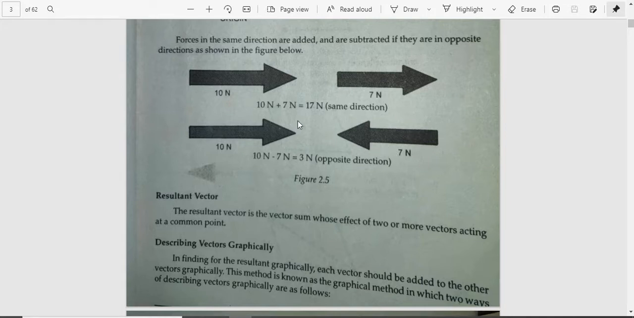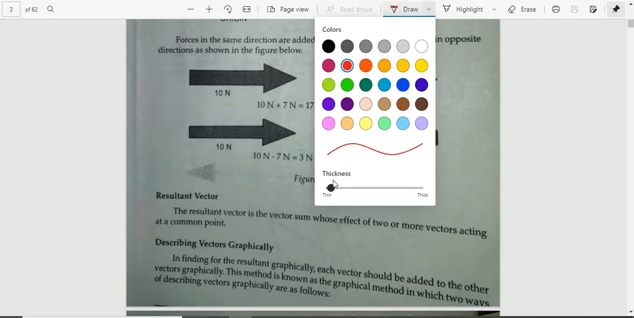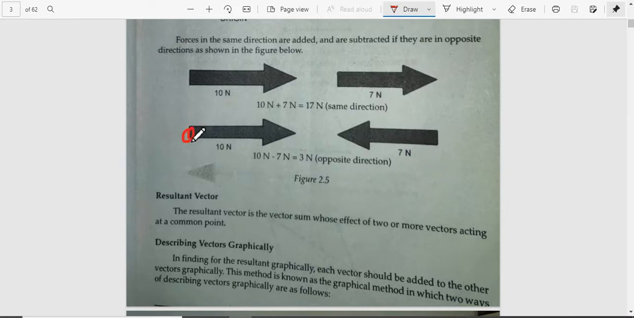So medyo makasalala, pero try ko lang i-draw. Okay, so for example, this is your origin. From here, that is your 10N. Then, may 7N ka pa, going back. So, ang iyang resultant vector, the total, is 3N.